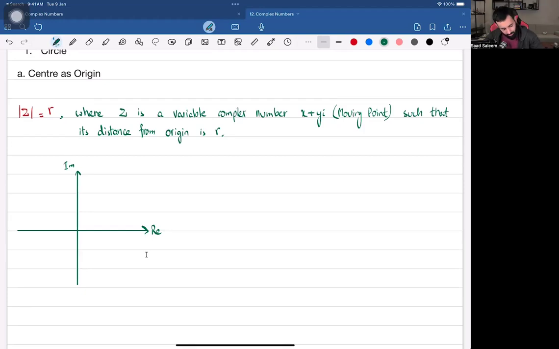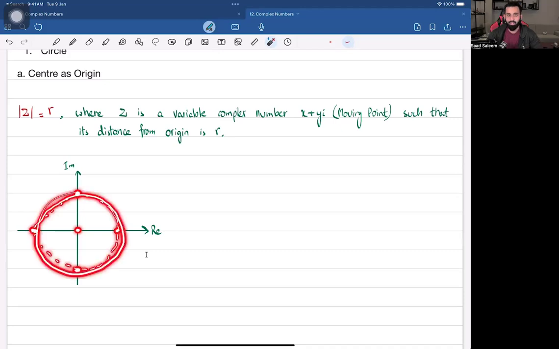So here's the origin. One possibility that the distance from the origin is 2 could be here. And then somebody else might say, well, why can't it be over here? Well, you're right, it can be over here as well. Then somebody else might say it can be over here, and over here. And after we have a whole collection of points, notice what we have? We basically end up forming a circle.